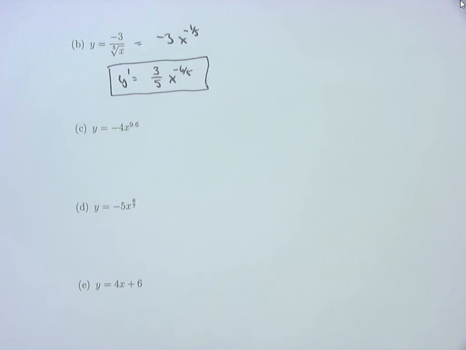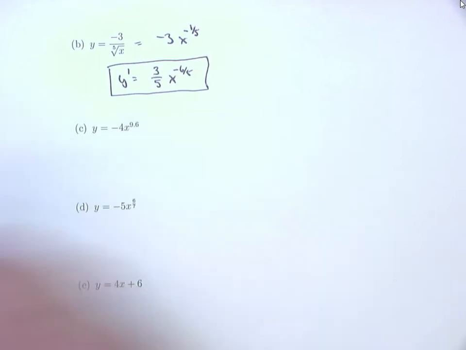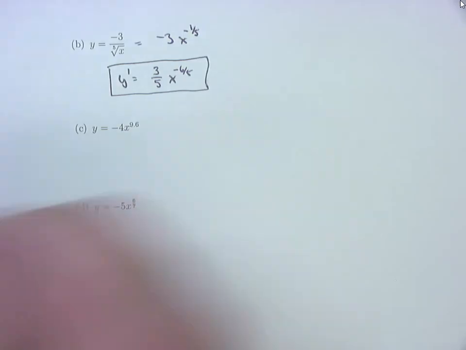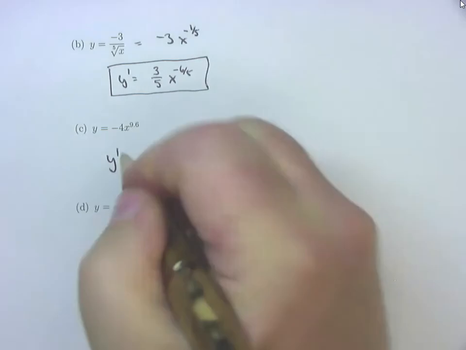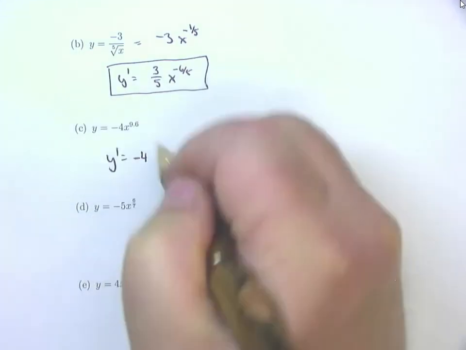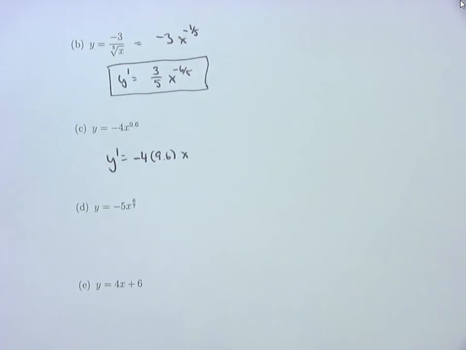So I am doing a lot of mental math here with the multiplying and the adding and subtracting. So whether it be fractions or decimals, don't care. And so this one, y equals -4x to the 9.6. All right, so my derivative is going to be, labeling is everything, y prime. -4 is a constant, leave them alone. I'm going to bring down my power, 9.6x. And then I'm going to subtract 1. What is 9.6 minus 1?